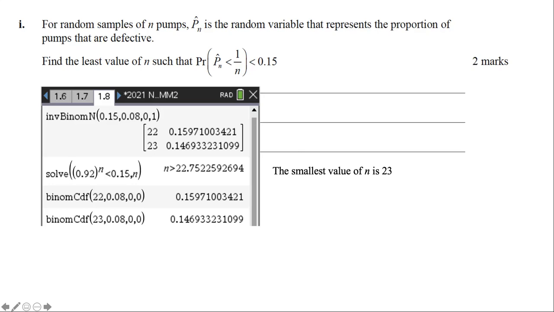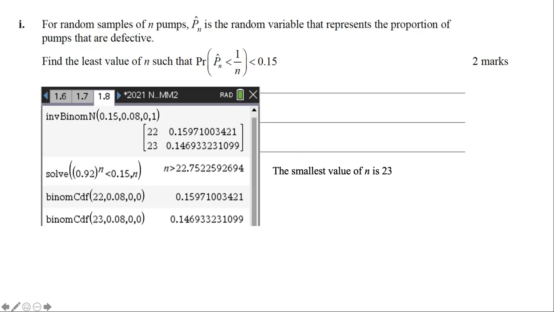Of course, you could also multiply this inequality by n on both sides. You could get x less than 1, which means the x value can only take 0. So all items must be non-defective, which means 0.92 to the power of n must be less than 0.15. Solving that inequality, you could get n greater than 22.75. So the smallest value of n is 23.